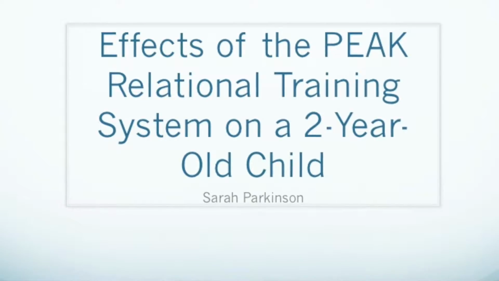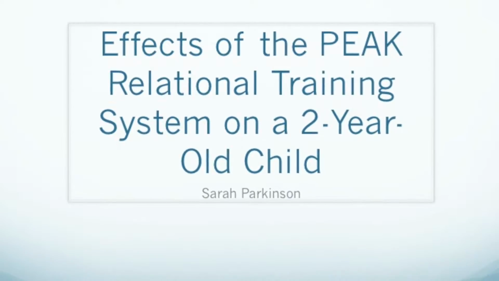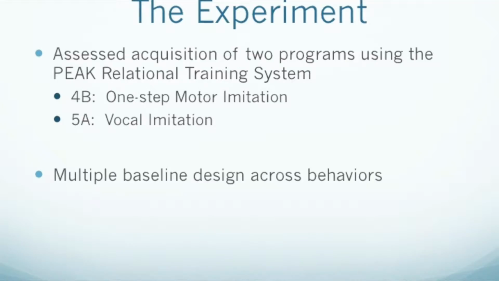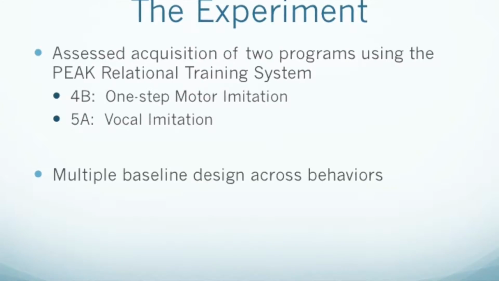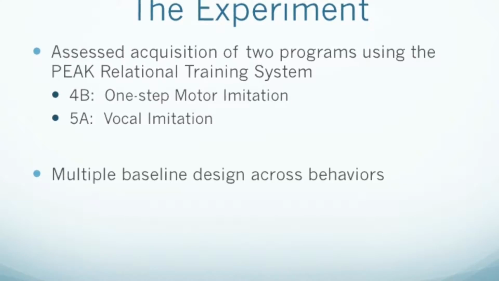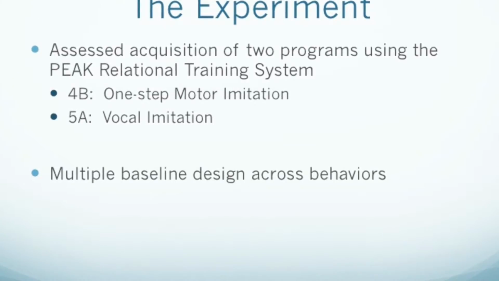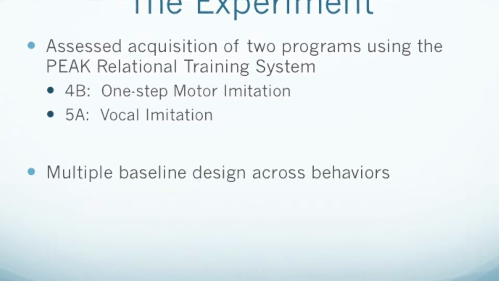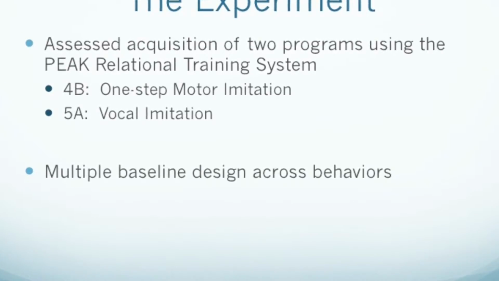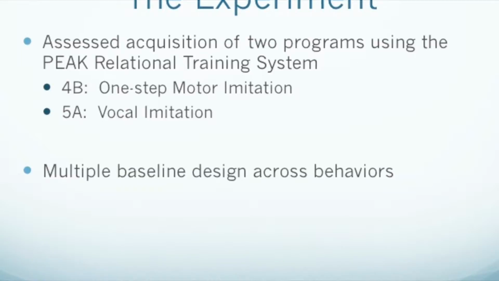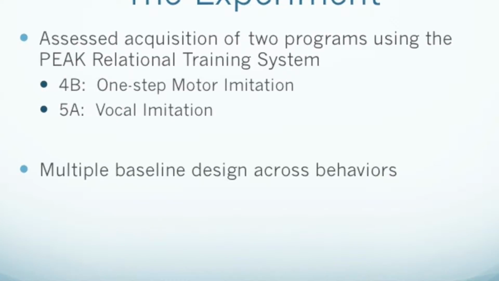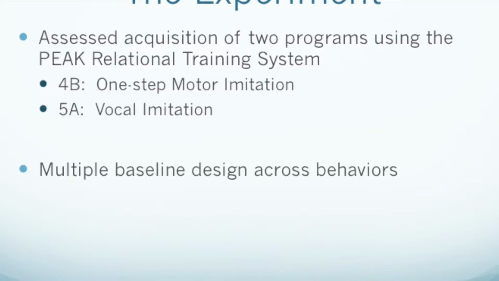Today I'm going to talk about the effects of the PEAK relational training system on a 2-year-old child. We assessed the acquisition of 2 programs using the PEAK relational training system. The first was PEAK program 4B, which was one-step motor imitation, and the other was program 5A from PEAK, vocal imitation. And we did this using a multiple baseline design across behaviors.